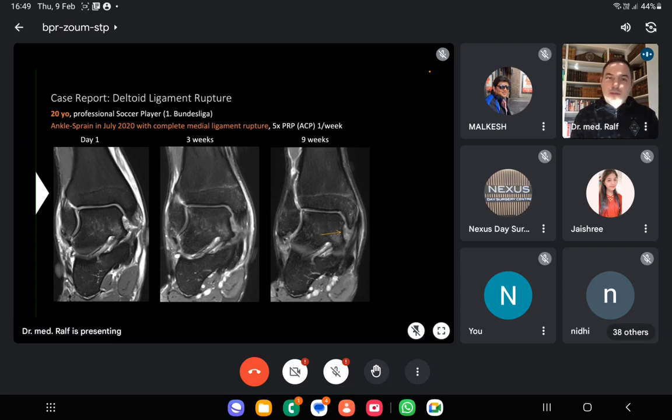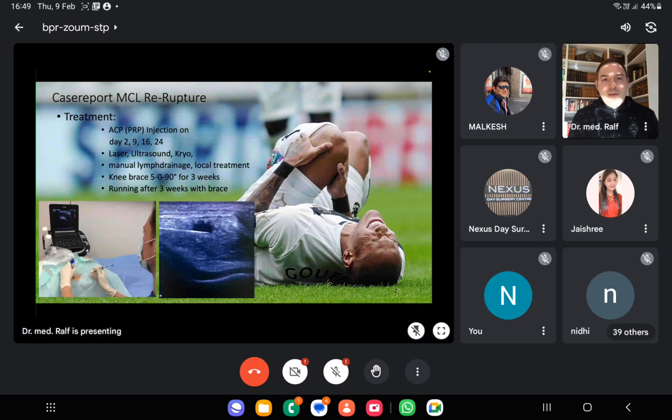And you see the follow-ups 3 weeks later, and after nine weeks, so it's a little bit more than 2 months, and you can see that the ligament structure is intact again. It's scarred, yes, but it's running through. You can follow the lines from the upper part, the medial ankle, to the root of the foot, and it was also functionally completely recovered, and he was able to have a return to play after like 10 weeks.